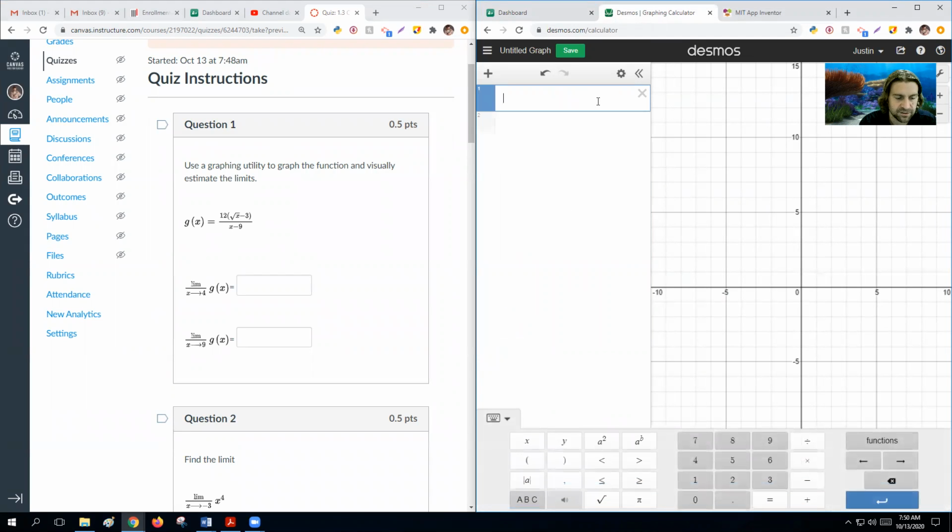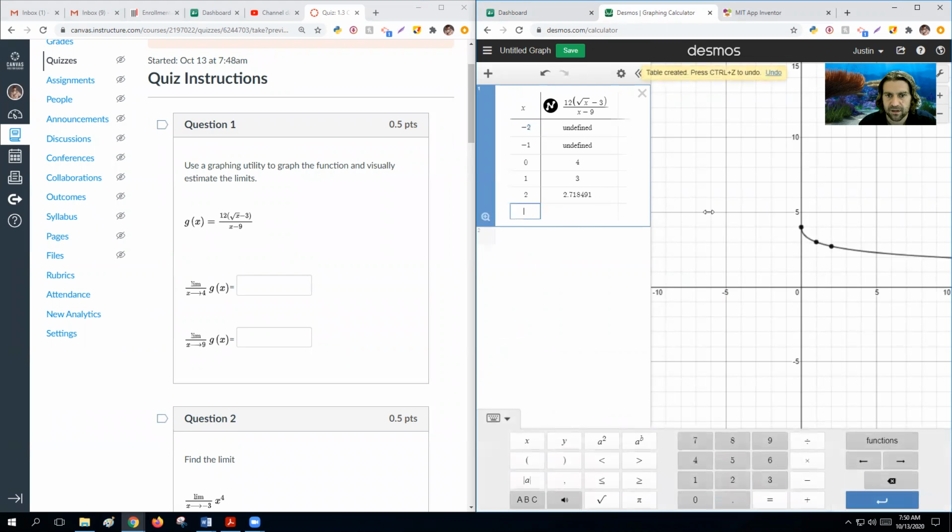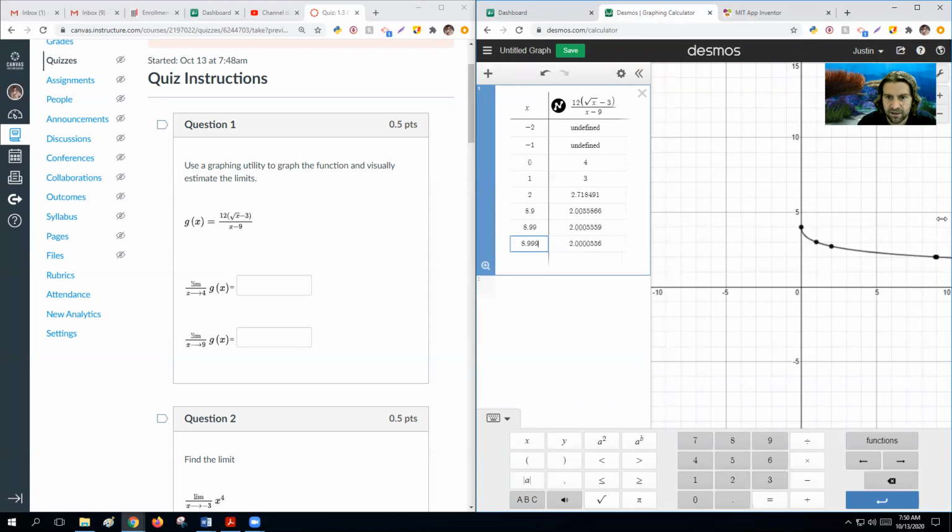So let's type out the equation. This should be fun. 12 times the square root of x minus 3, divided by x minus 9. We're trying to find the limit as we go towards 9. So we get our table out here, and let's get close to 9, like 8.9, 8.999, 8.9999. So we're getting really close to 2. Remember, we need to double check it on the other side.